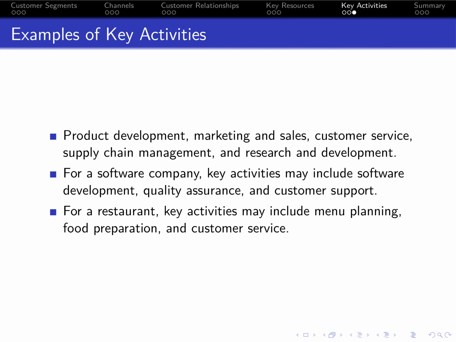On the other hand, for a restaurant, key activities involve menu planning to attract customers, food preparation to ensure meals are cooked properly, and customer service to provide a pleasant dining experience. These examples highlight the diverse range of activities that businesses engage in to meet customer needs, drive sales, and stay competitive in the market.